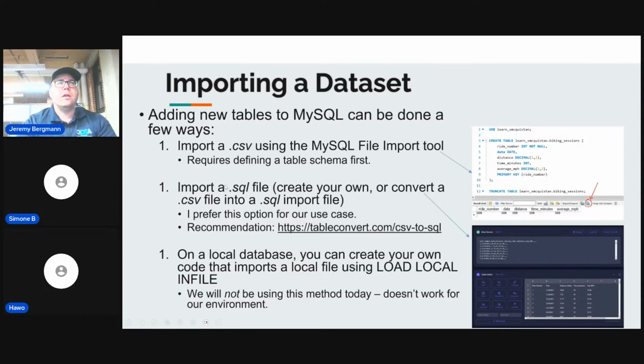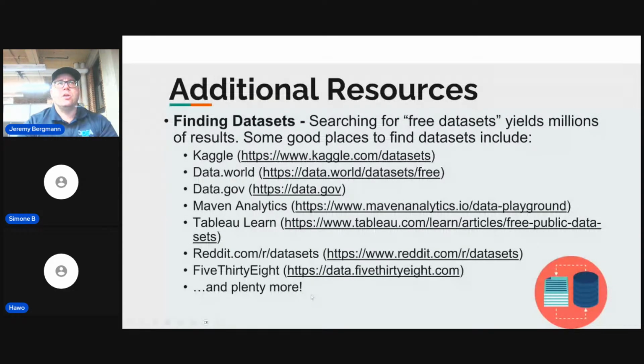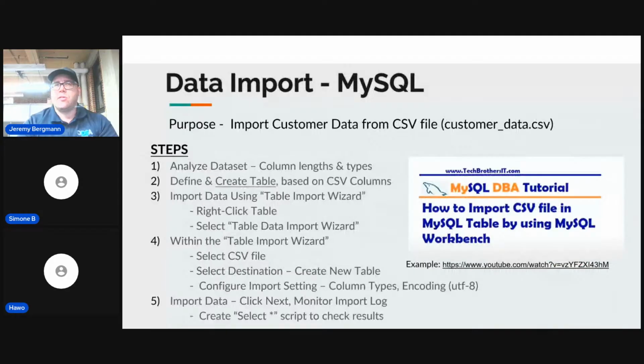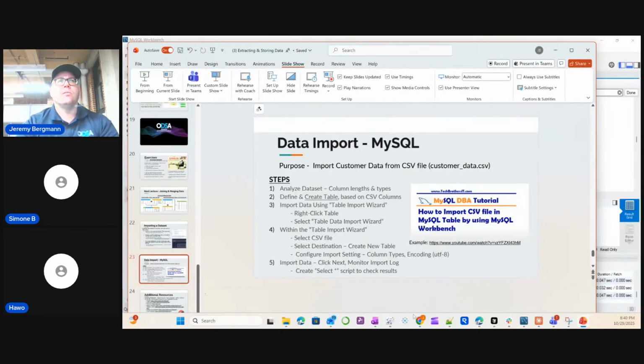You can create a SQL file to do it instead, or do it locally, but these are probably the best instructions here. So you could use the table import wizard. You can import that data, and then you have a data set or a table that has all that data that you had in the CSV file in it. And there are a number of resources where you can get free data sets, but I'll just show you how to do this real quick.